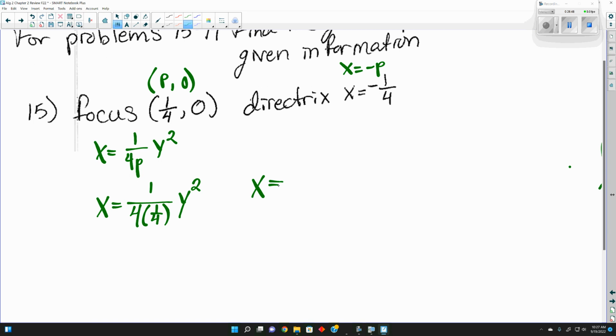At this point here, I would type the 1 over 4 times 1/4 in the calculator. Let it do it for you. And it turns out to be 1. So x is equal to y squared. And that's it. Because for these here, all you're doing is trying to find the value of p. Once you find the value of p, plug it into the correct equation and simplify. And that's it. There's the equation. Let's look at another one.